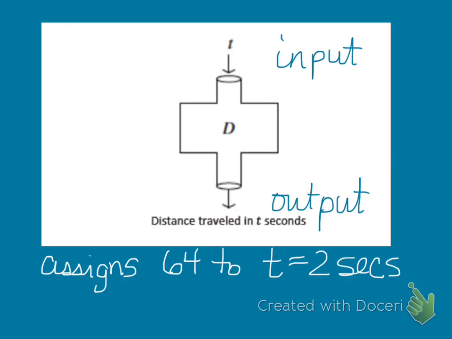And another thing to remember about this function is that it only works for t greater than or equal to 0 and less than or equal to 4. So t has to be between 0 and 4 for this function to make sense.